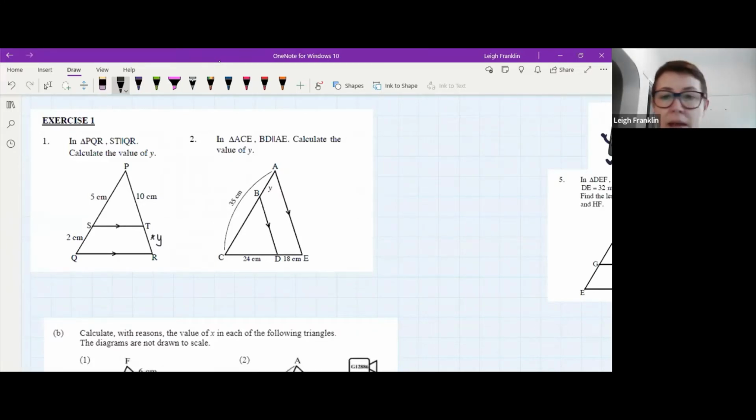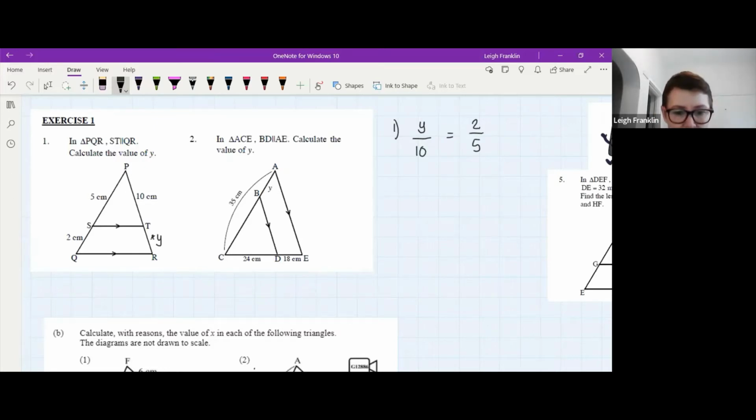So I can make the following statement about what I see. I can see that ST is parallel to QR. That means that ST cuts PQ and PR into the same proportions. So in other words, Y, my unknown, over 10 is going to be equal to 2 over 5.